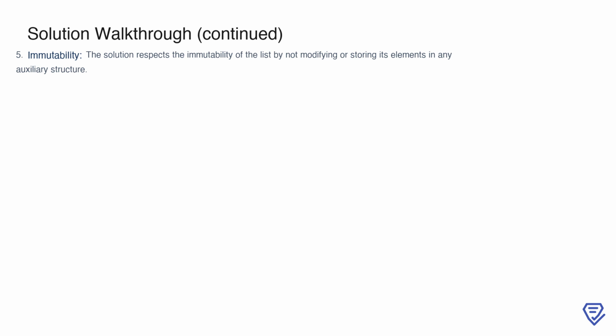Third, the base case of the recursion is reached when the node becomes none, at which point the function simply returns and starts unwinding. Finally, the solution respects the immutability of the linked list by not altering or storing the nodes, ensuring that all operations are performed in place and directly on the nodes provided.